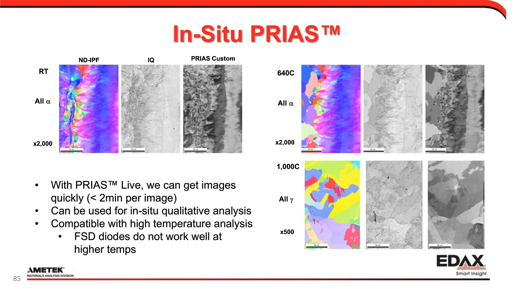The other advantage of PRIAS is that because it's using the phosphor screen, we can do this at high temperatures in in situ experiments. This just shows the PRIAS images when we approach 1,000 degrees C. The forescatter detector diodes don't work well at these higher temperatures, but we get good PRIAS information, which gives us a quick view of the microstructure relative to a full orientation map.